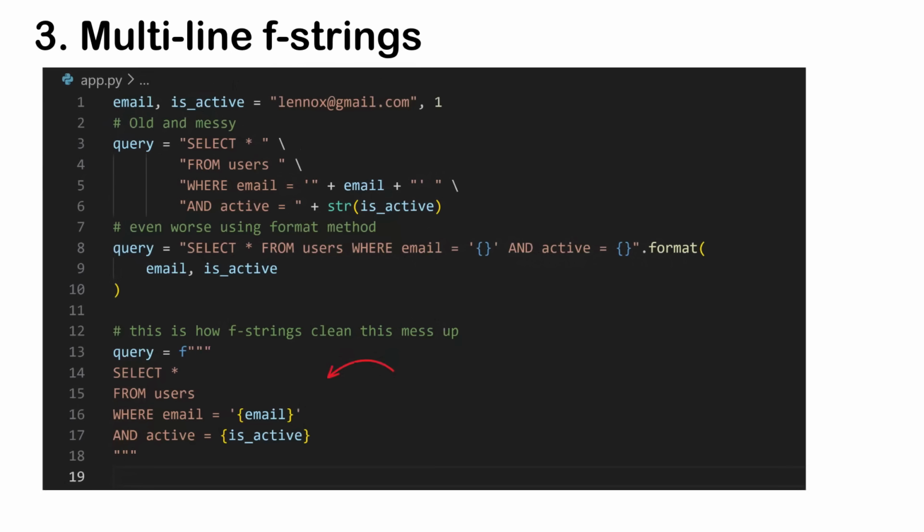3. Multi-line f-strings. Now let's talk about where f-strings quietly destroy older approaches. Emails, logs, SQL queries, config files. Check out this SQL query. This is readable. This is maintainable. This looks like what it actually is. You're not stitching strings together, you're describing output.